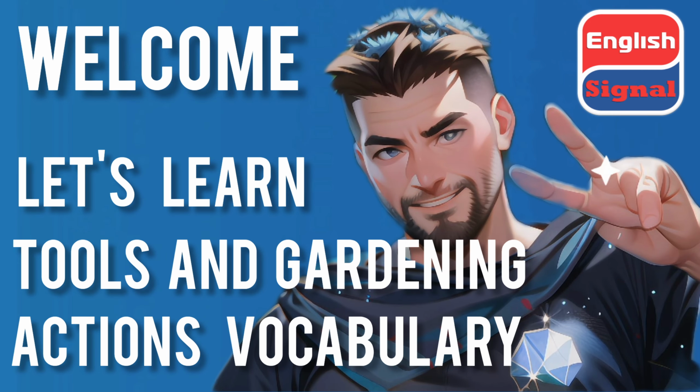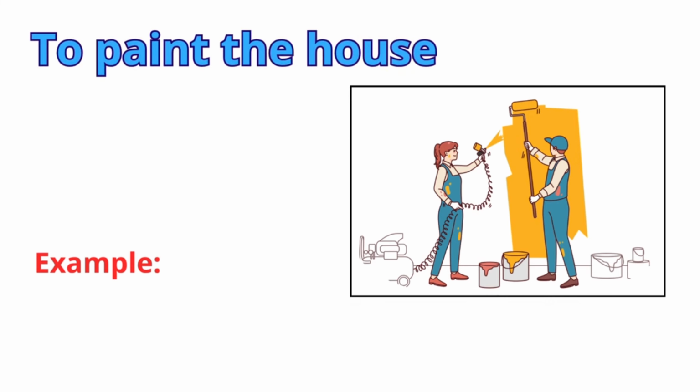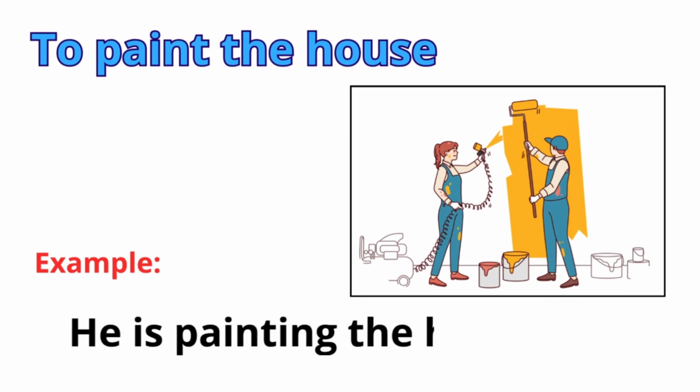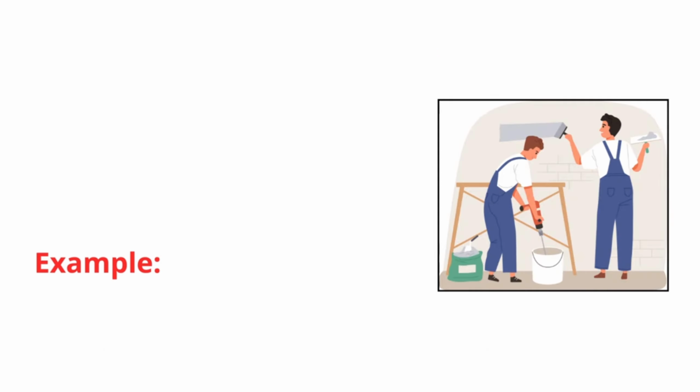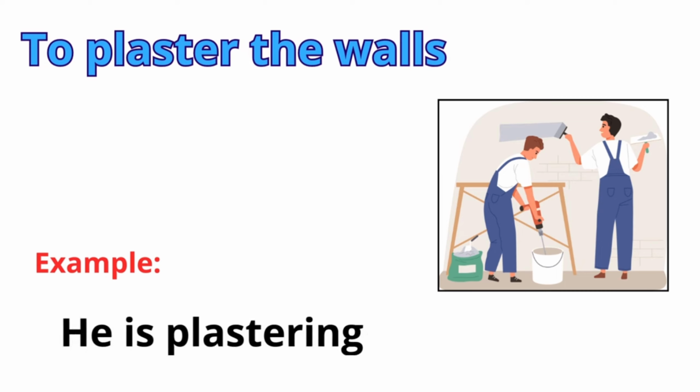Let's learn tools and gardening actions vocabulary. To paint the house. He's painting the house. To plaster the walls. He's plastering the walls.